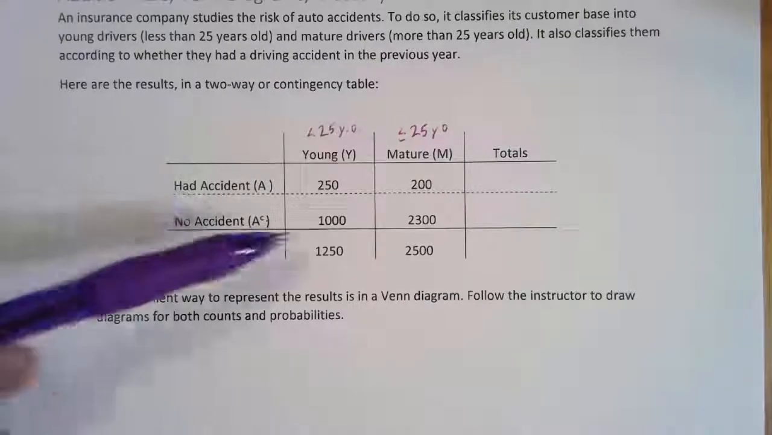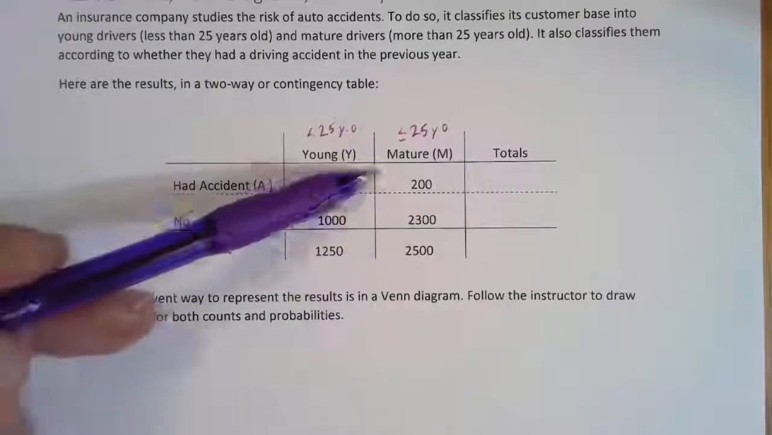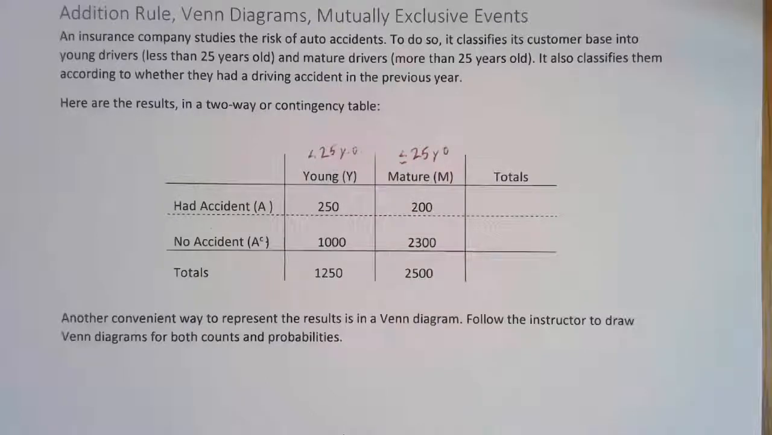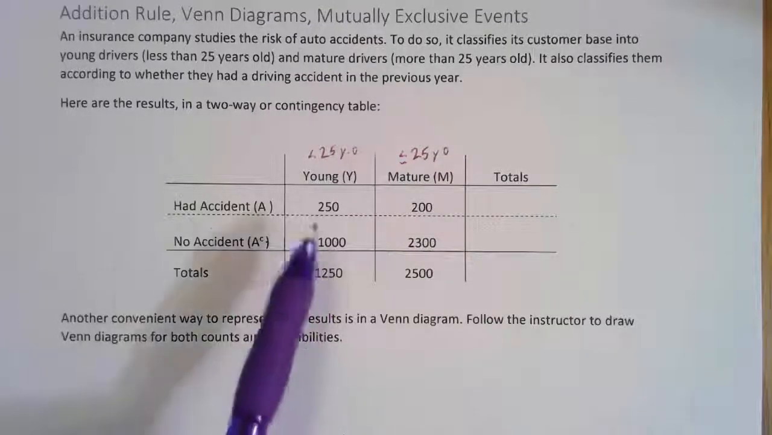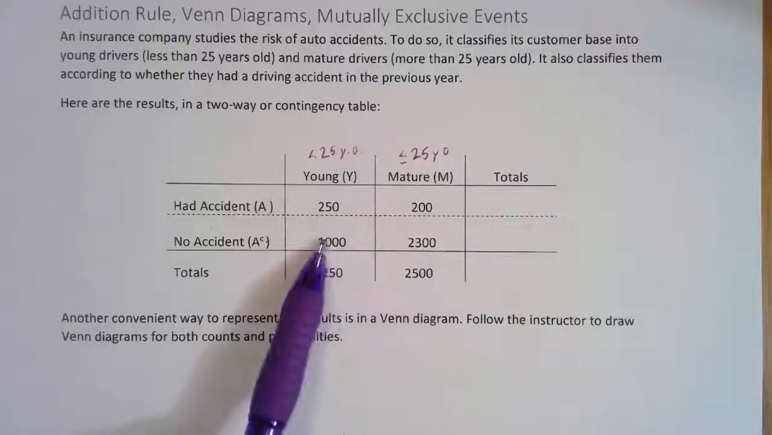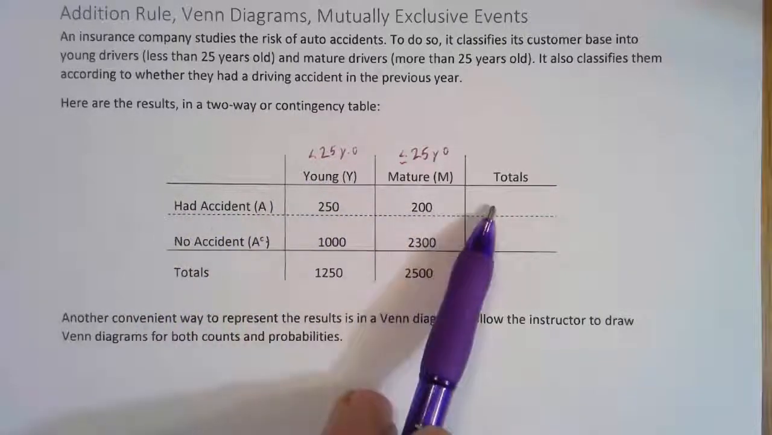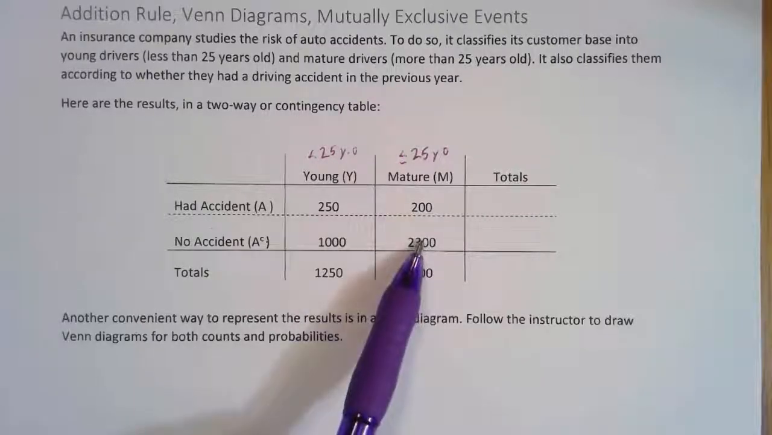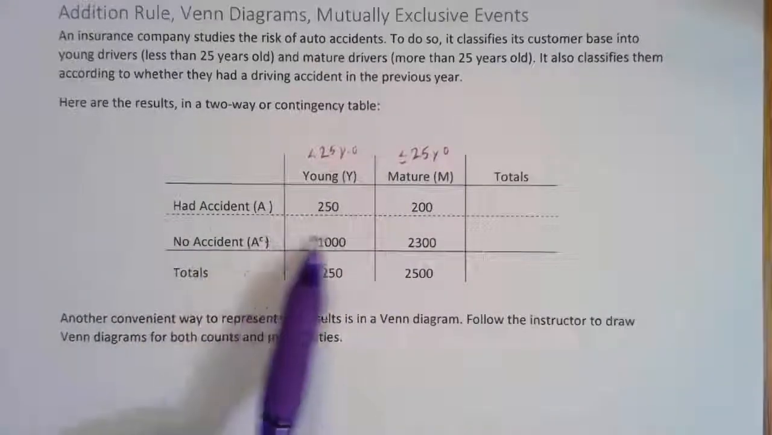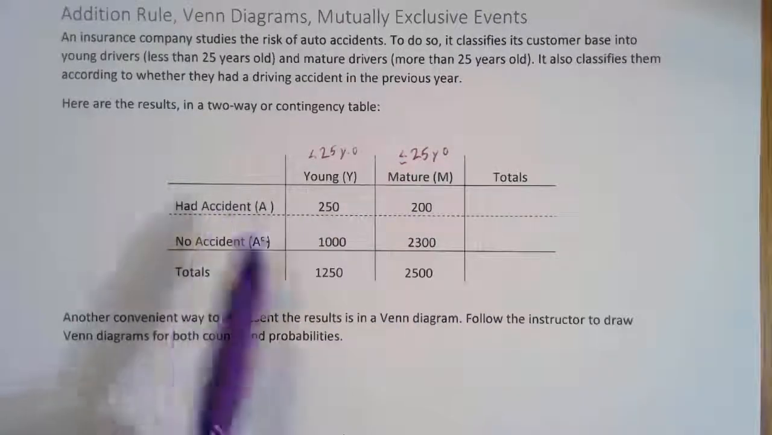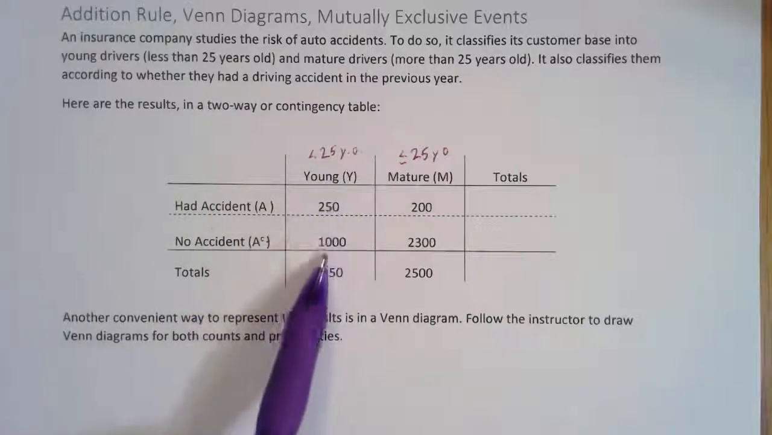Now, when we look at this table, just these four cells right here in the middle, we can actually read off four probabilities immediately. Now, to get to probabilities, we'll have to work from counts. 250, 200, etc. These are counts of customers that are under study. 250 were both young and had a driving accident in the previous year. 2300 were mature and had no accident during the previous year. This cell is mature and had an accident. This cell is no accident and young.